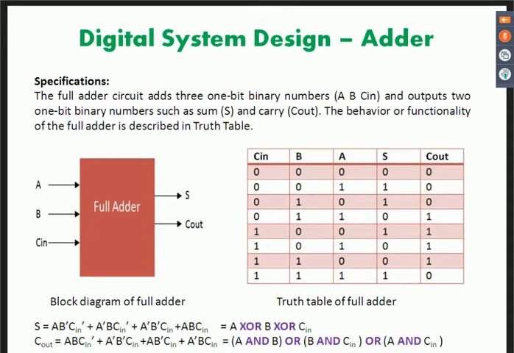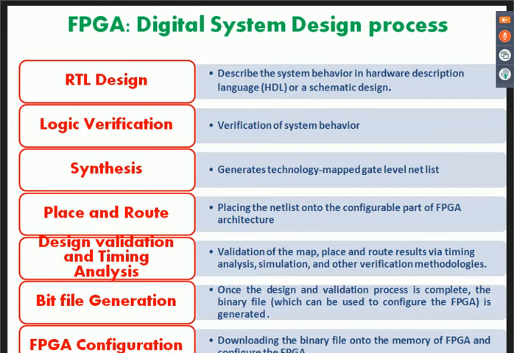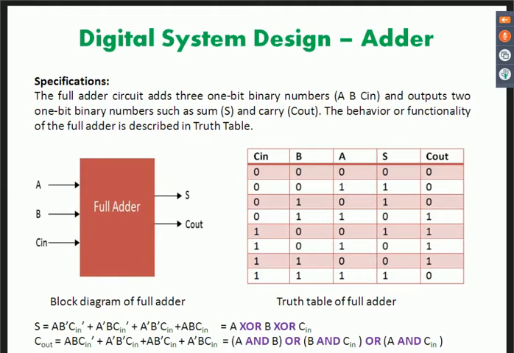Now let us take one example. Whatever design process I have explained, here we follow a total of 7 steps. That is first RTL design, then logic verification, synthesis, then place and route, design validation and timing analysis, bit file generation, and then FPGA configuration. These are the sequence of steps we follow. Now let us look at an example of designing digital systems on FPGA.